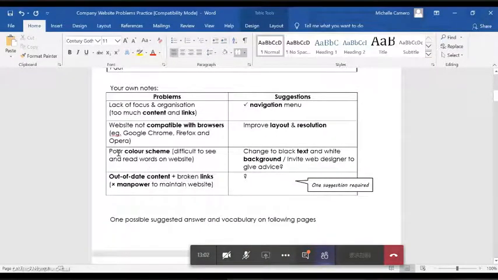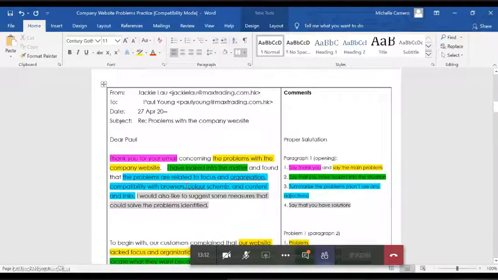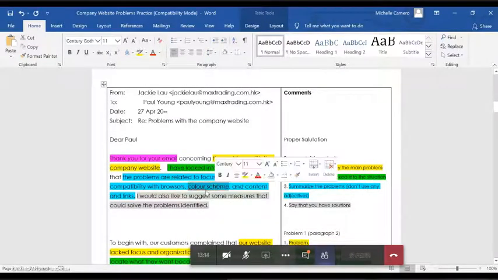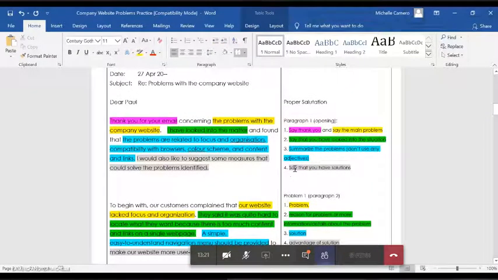So notice I said don't use any adjectives, because if you go back up to the practice paper, we have poor color scheme. So poor is an adjective, so we didn't use the word poor. Out of date content, out of date is an adjective, so we didn't use it. So if you're like, what is she talking about? If you look down here, notice you don't see the words poor color scheme, it's just color scheme. You don't see out of date content, you just see the word content. Right, then after that, you want to tell your boss that you have some solutions. So you could say, I would also like to suggest some measures that could solve the problems identified.